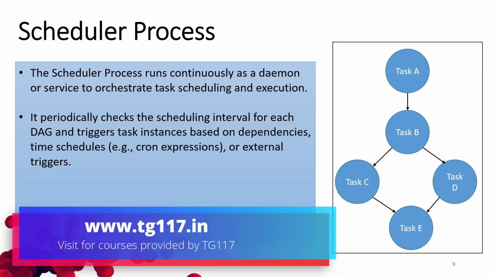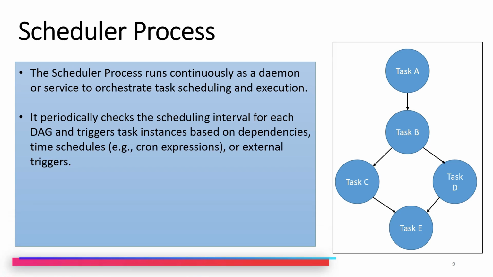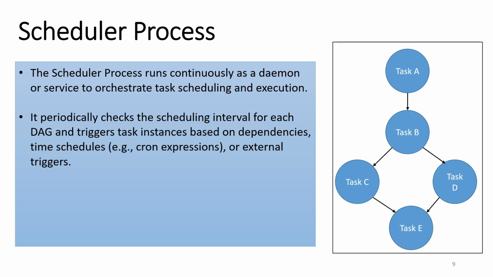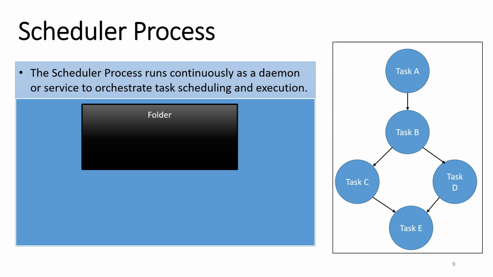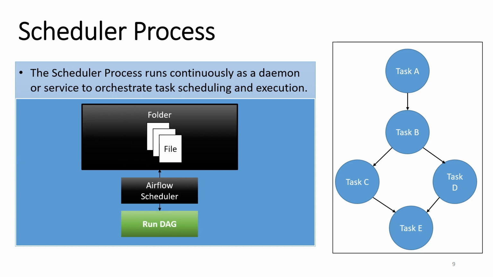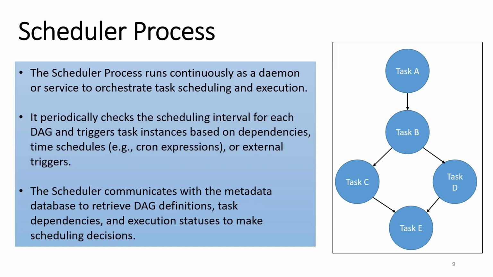In dynamic data environment, where external events trigger workflow execution, such as receiving new data files at specific intervals, the scheduler process plays a crucial role. For instance, you can configure Airflow to monitor a specific directory for new file arrivals. Upon detecting a new file, the scheduler triggers a DAG run automatically, initiating further data processing tasks to ingest and process the newly arrived data without manual intervention. The scheduler communicates with Metadata Database to retrieve DAG definition, task dependencies, and execution statuses to make scheduling decisions.